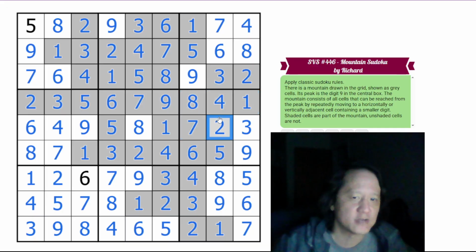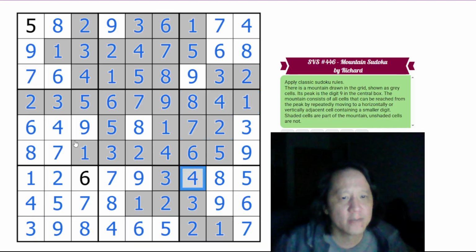So that satisfies that. And then the cells that share an edge with the mountain must just be greater than that edge. 8 is greater than 1 and 2. 9 is greater than 1. 9 is greater than 2, 2, 3. 6 is greater than 1, 4, 3. 7 is greater than 1. 6 is greater than 5 and 3. 8 is greater than 2. 9 is greater than 8, 5, and 3.